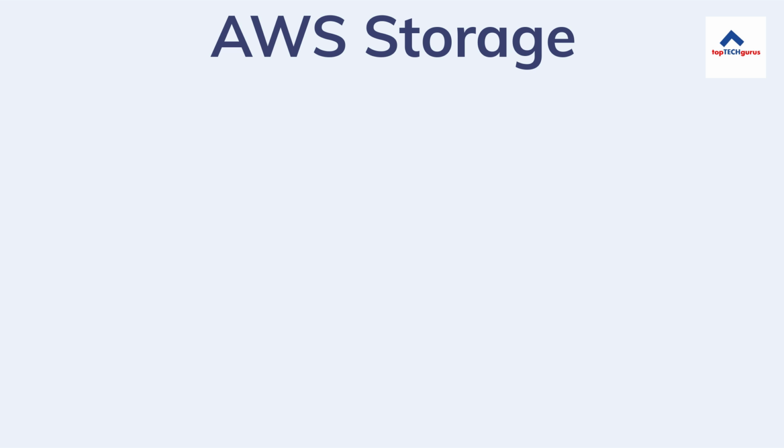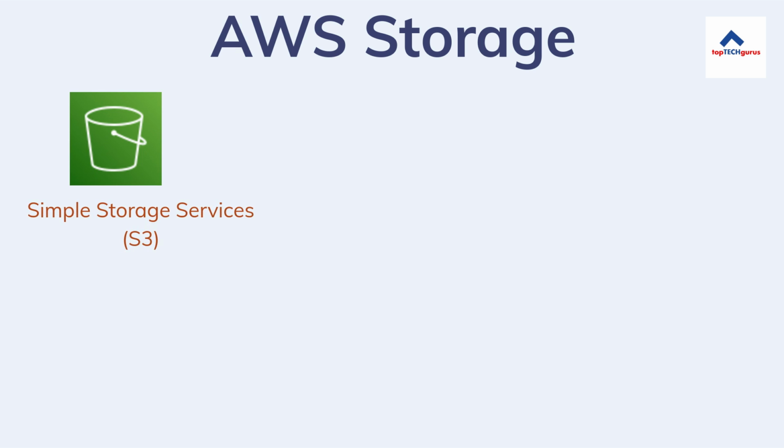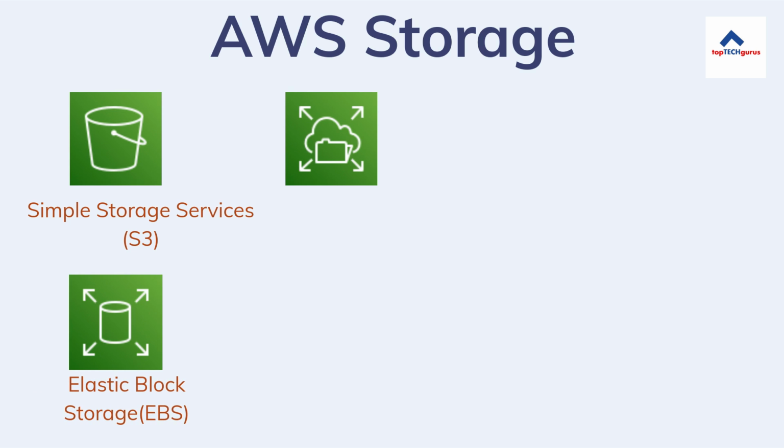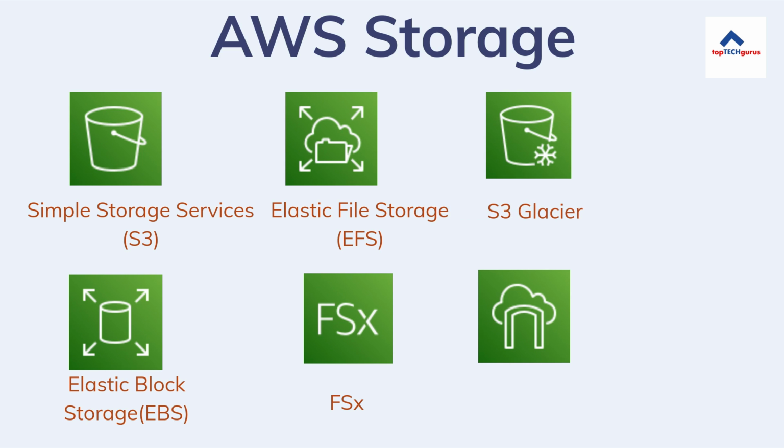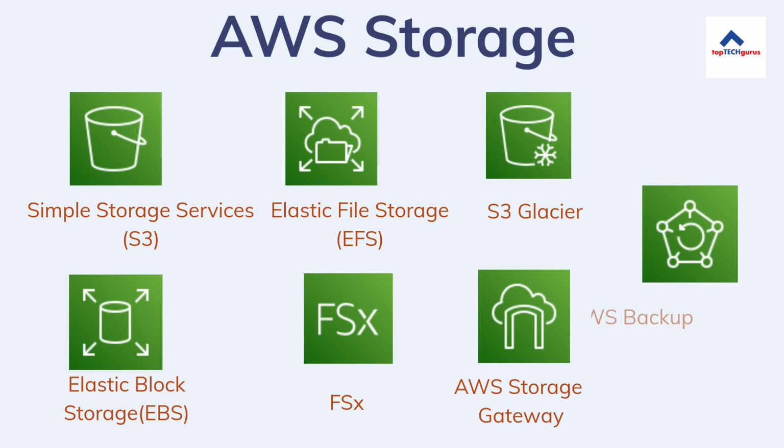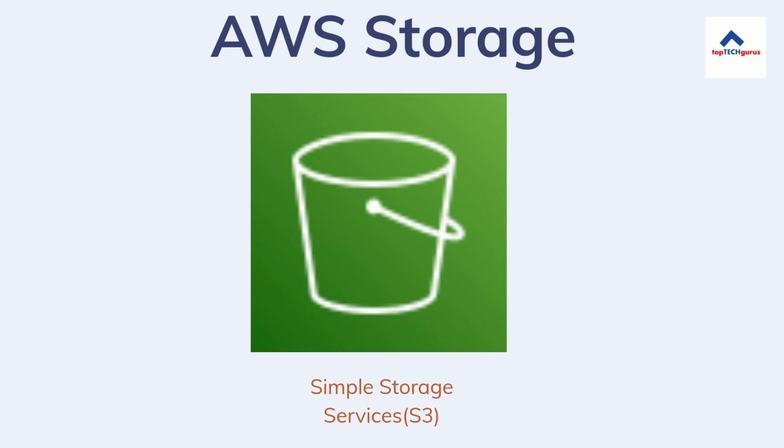AWS provides storage services of the following types: Simple Storage Service (S3), Elastic Block Store (EBS), Elastic File System (EFS), FSx, S3 Glacier, Storage Gateway, and AWS Backup. In today's video, we are going to look in detail at Simple Storage Service.